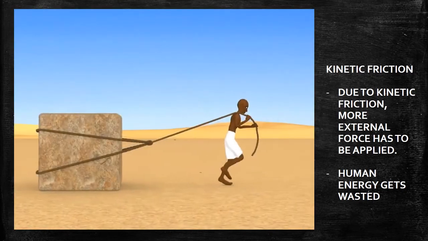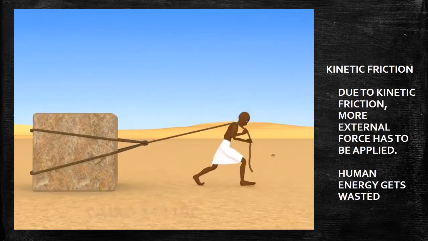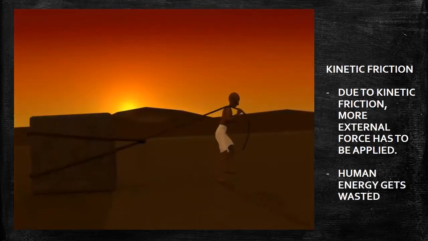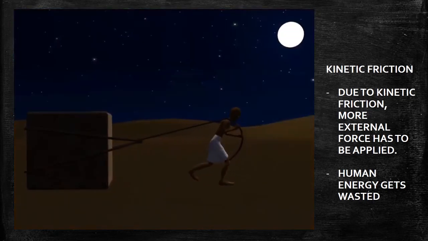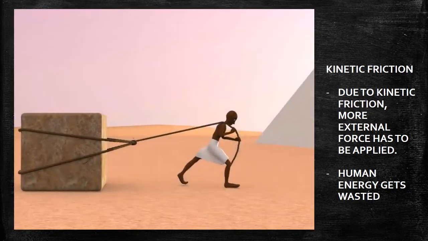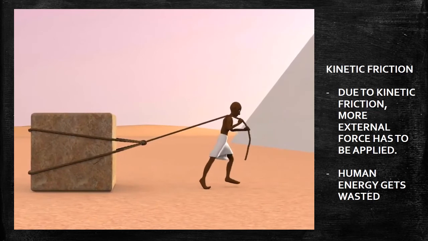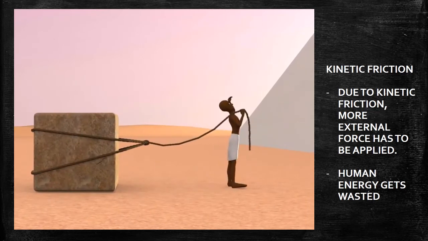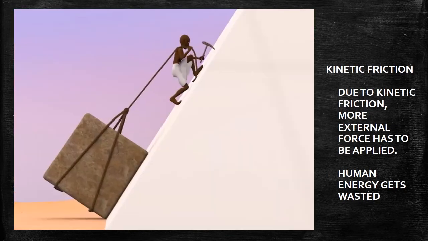He is pulling the heavy rock at the time of construction of the pyramid. The kinetic frictional force is existing between the rock and the surface. At one point of time, what will happen? The slave became very tired because he has to exert more applying force. Kinetic friction is more. Understood?